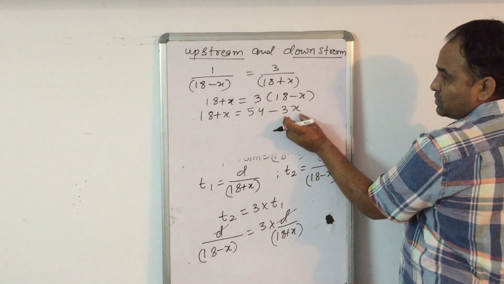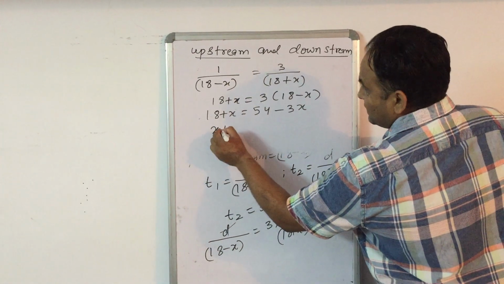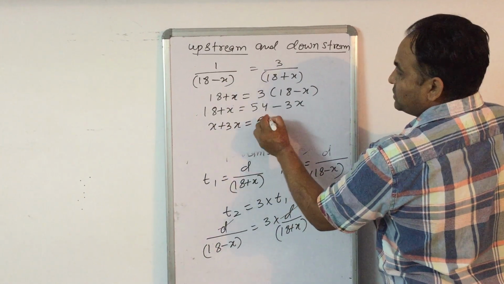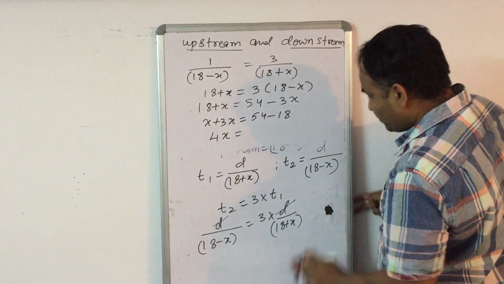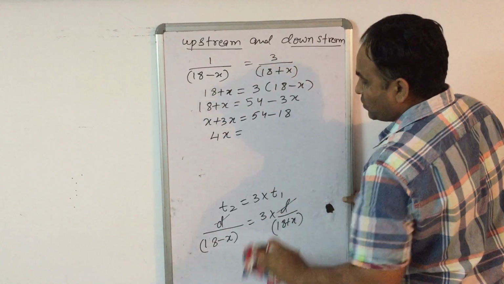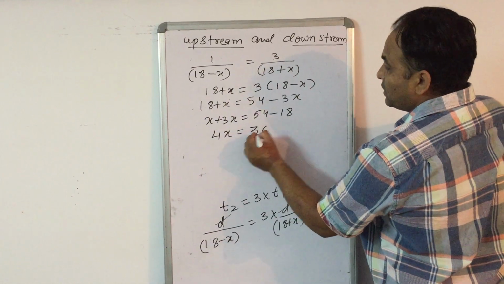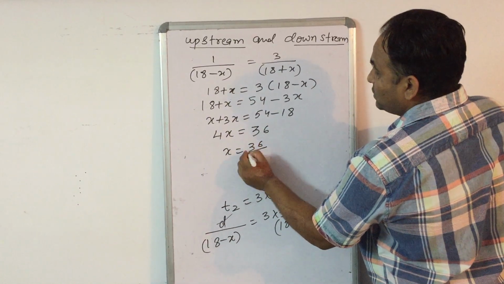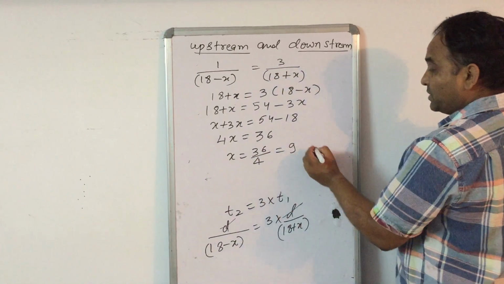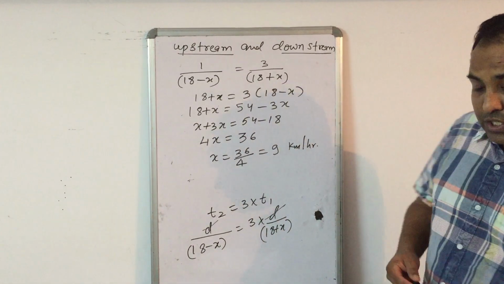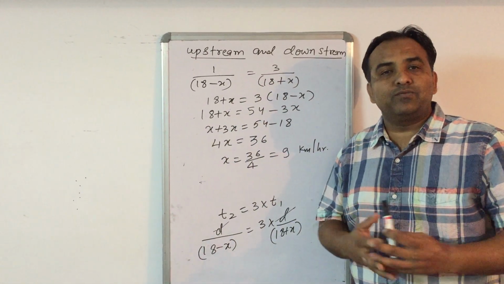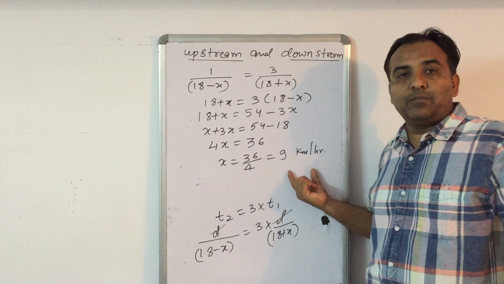Now simply transpose: minus 3x becomes plus 3x. So x plus 3x equals 54 minus 18. 4x equals 36, so x equals 36 upon 4, that means 9 kilometers per hour. So the speed of the current is 9 kilometers per hour.